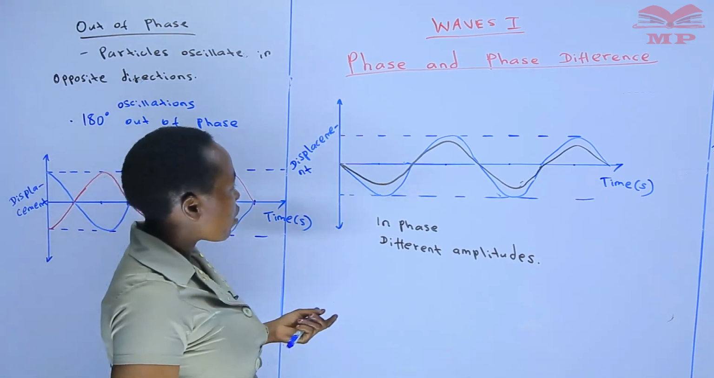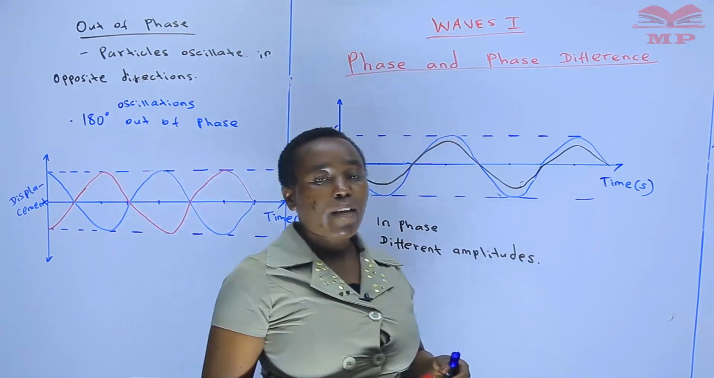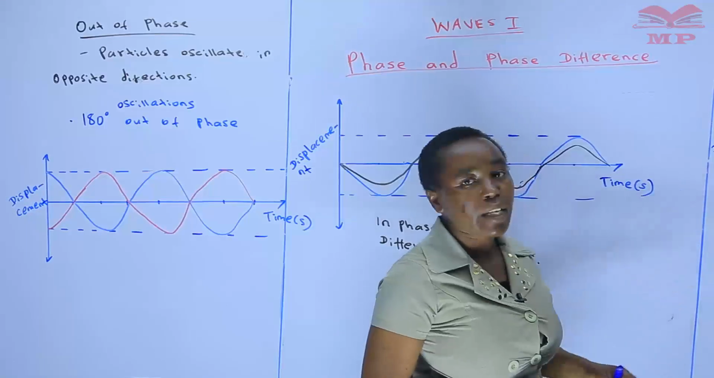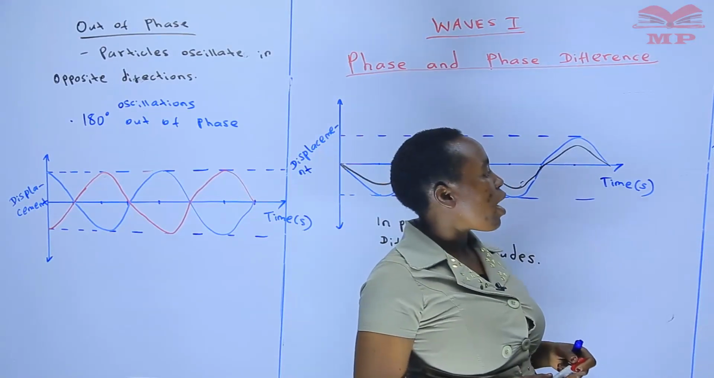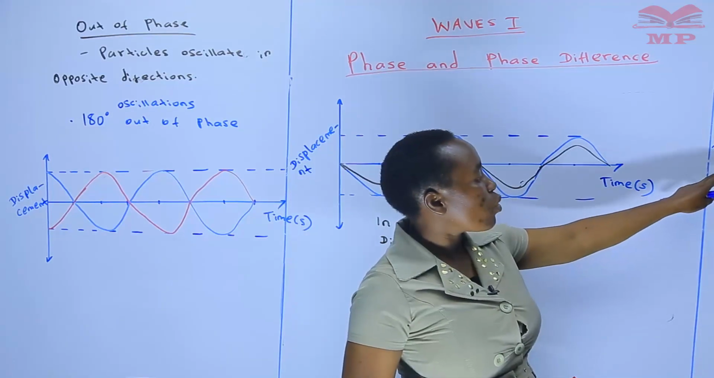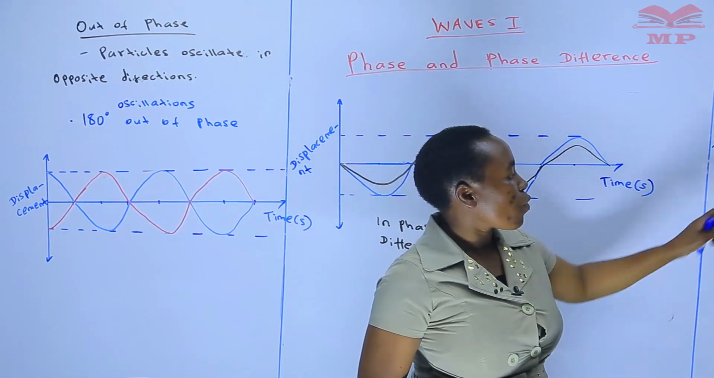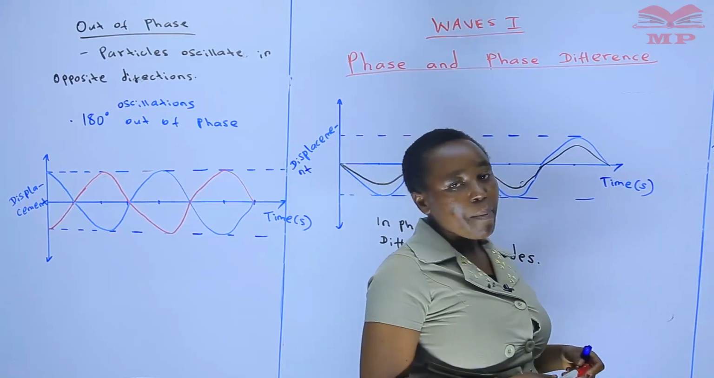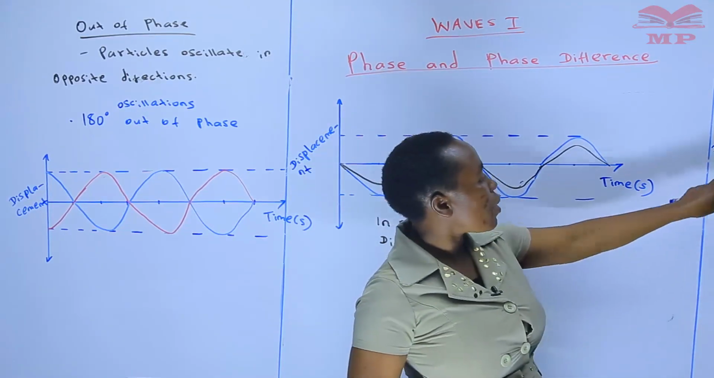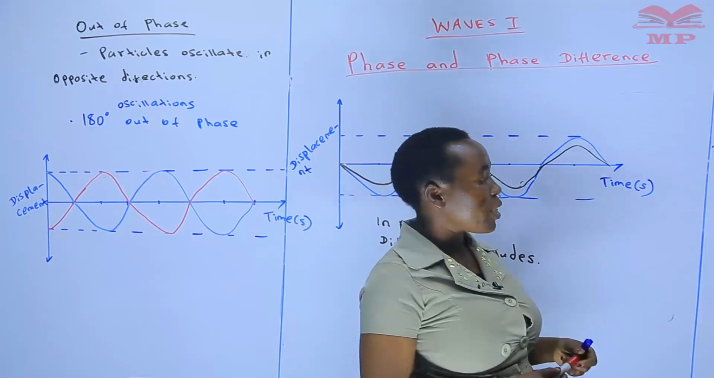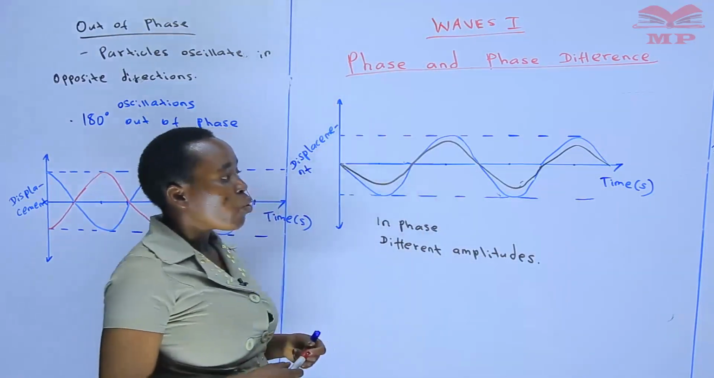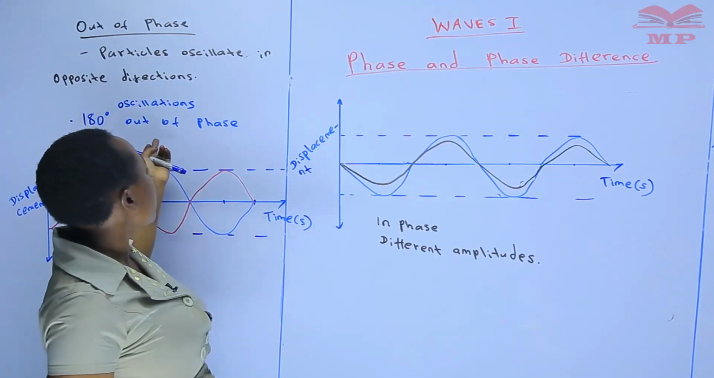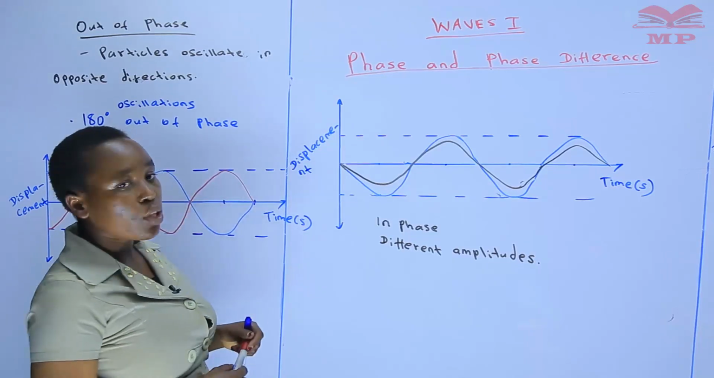You can be given a question, for example, where you are given a wave like the one that you have been given here. You can be told to draw another wave whose amplitude is different from this, or maybe the frequency is double this, but the amplitude remains the same. Or maybe the amplitude is double this, but the frequency is the same. You can also be told to draw a wave which is 180 degrees out of phase.